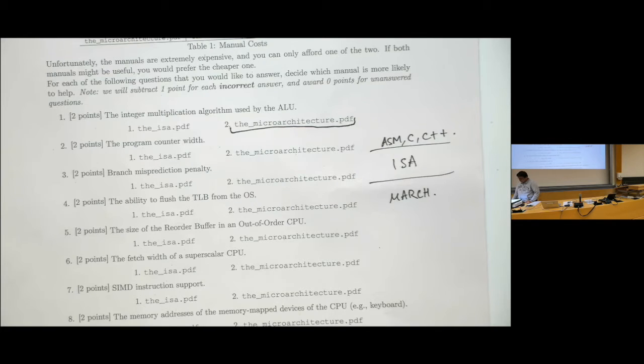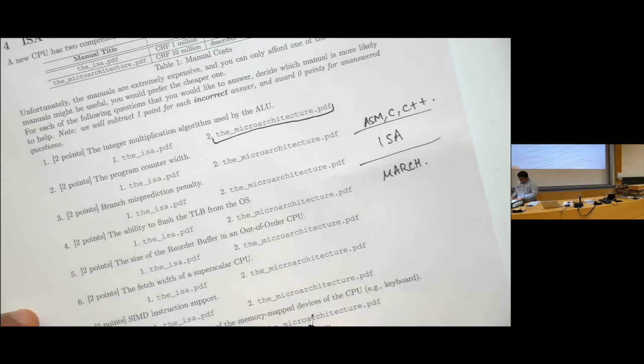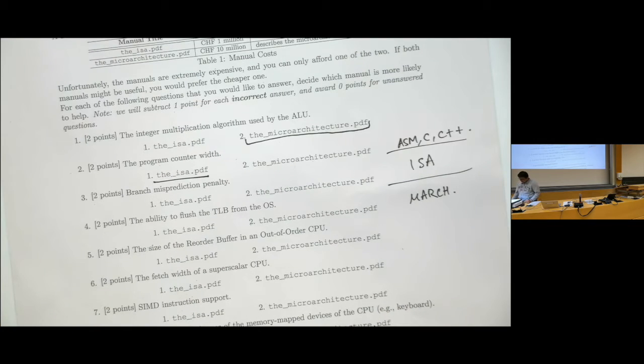And the second question is the program counter width. So here, this is something which will be specified in both the ISA and the microarchitecture. Basically, the program counter will tell us the address of the next instruction that gets executed. So the width is also specified in the ISA, and that typically tells us the width of the address bus. And that is required by the programmer to understand the current instruction that is being executed and things like that. So the answer for this is the ISA.